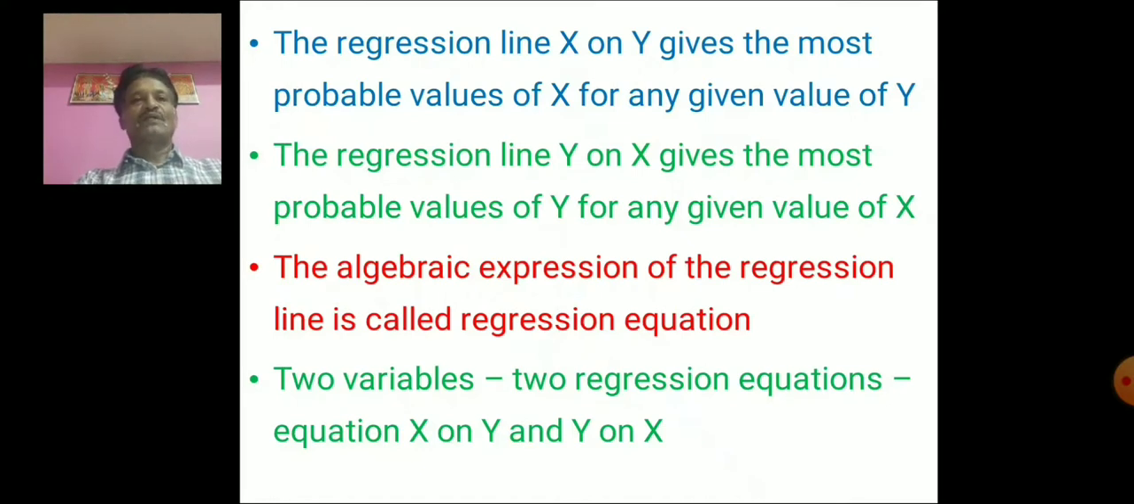Regression equation is nothing but the algebraic expression of the regression line. The mathematical form of explaining the regression line is called the regression equation. When there are two variables, there are two regression lines, and so we have two regression equations: regression equation x on y and regression equation y on x.